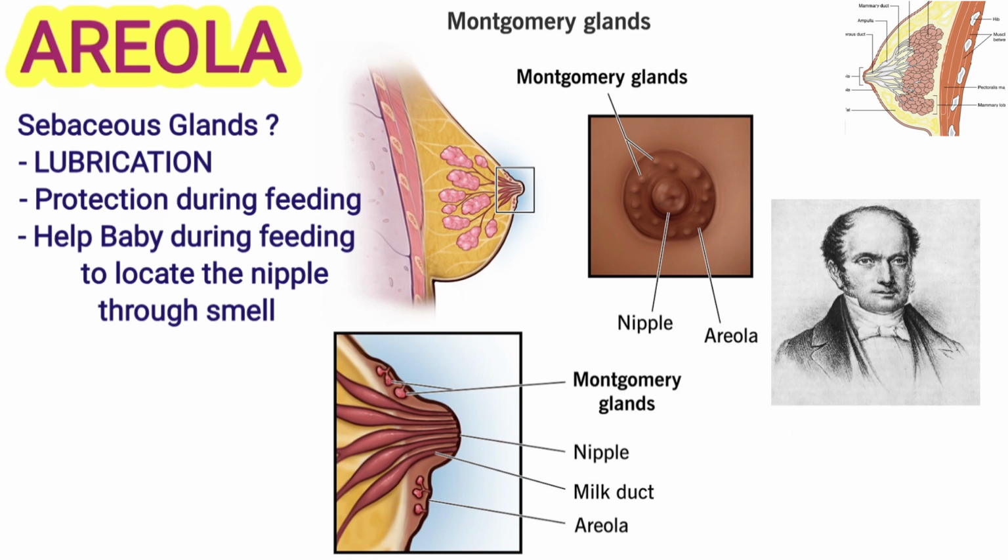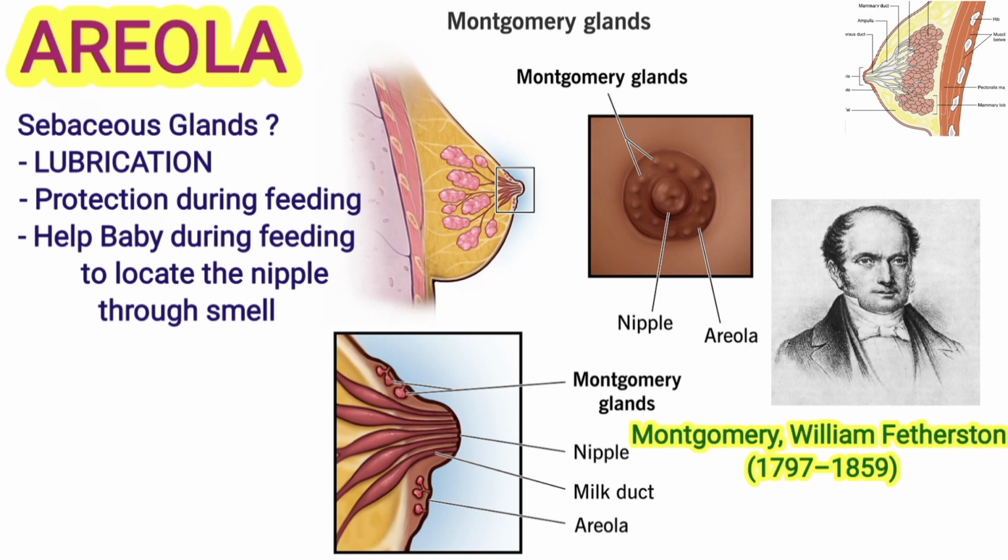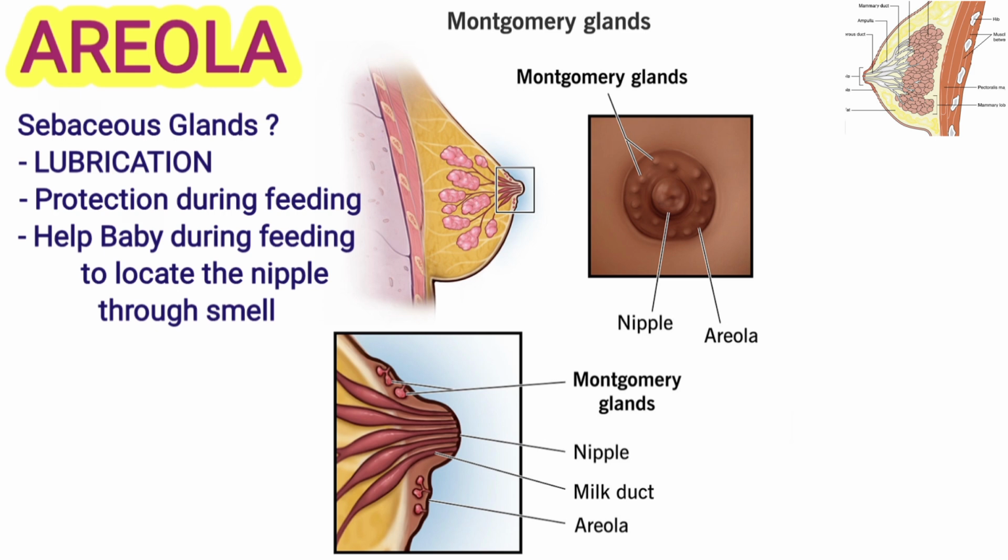Now, these glands enlarge during pregnancy and are called tubercles of Montgomery. Why is the name Montgomery given? Because after William Featherstone Montgomery, an Irish doctor who described these structures. Meaning of the words: tubercle is a small rounded swelling or bump, and Montgomery is the name of the doctor who described them.